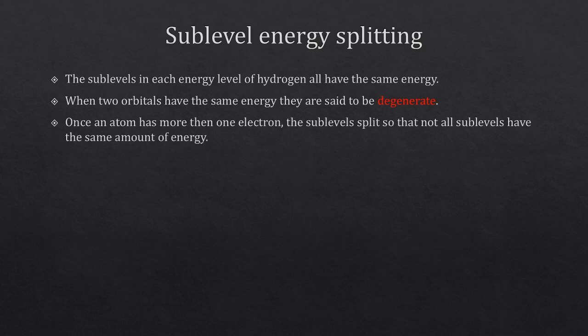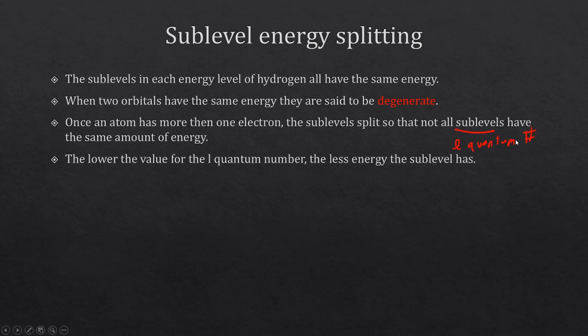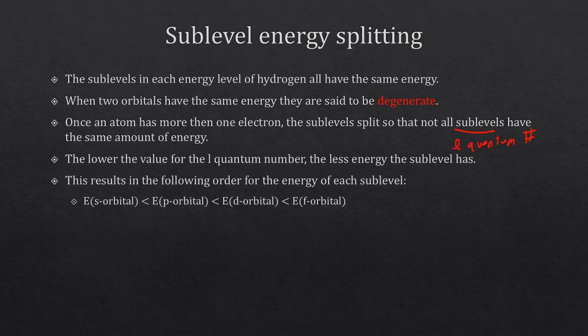Once your atom has more than 1 electron, though, the sublevels split up so that not all sublevels have the same amount of energy. As a reminder, the sublevels are related to the L quantum number. So the lower the value for L, the less energy the sublevel has. We know there are 4 sublevels we had to learn the letters for, and they appear in this order. s orbitals are going to have lower energies than p orbitals, which will be lower than d orbitals, which will be lower than f orbitals, for the same principal energy level.